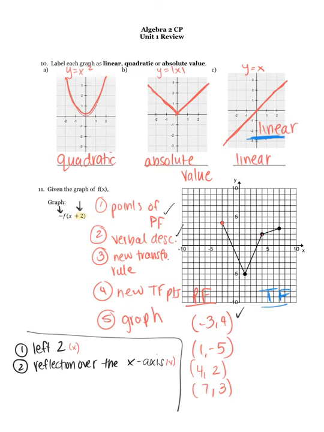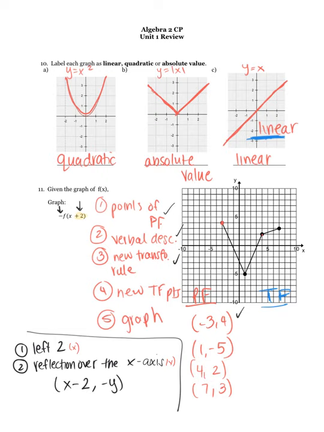Now I'm going to write my new transformation rule. We said that when we're inside, it affects my x, and we are going left 2. So it's going to say x -2, okay? Now remember, when we have a reflection over the x-axis, correct? We are making our y negative, okay? So it becomes a -y. So now I've done 1, 2, and 3. So now I need to go make my new points, okay?